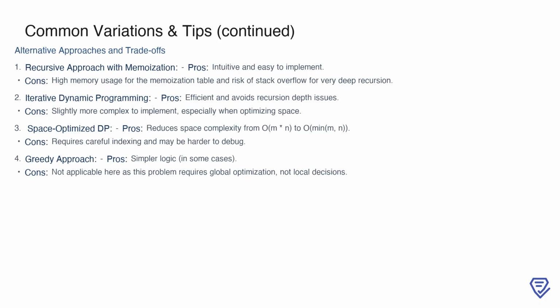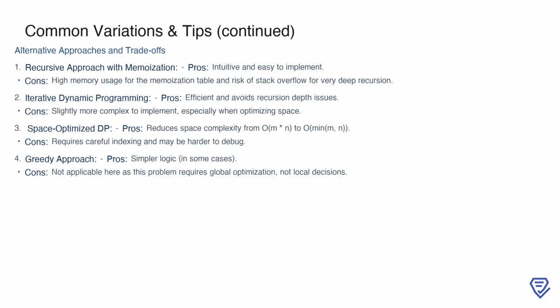There are several approaches to solving this problem, each with its pros and cons. The recursive approach with memoization is intuitive and straightforward to implement, but it comes with high memory usage due to the memoization table and the risk of stack overflow for deep recursion. Iterative dynamic programming avoids recursion depth issues and is more efficient overall, but it can be slightly more complex to implement, especially when optimizing space.